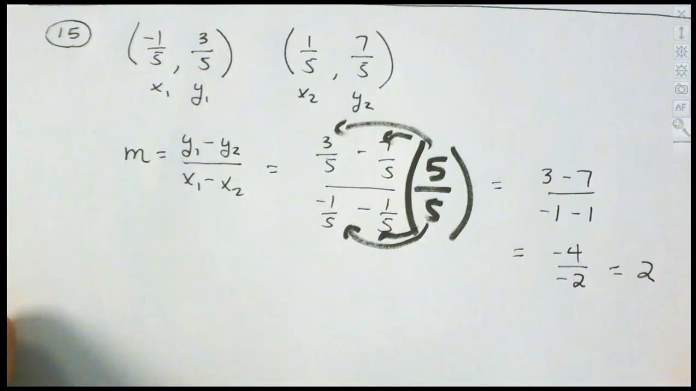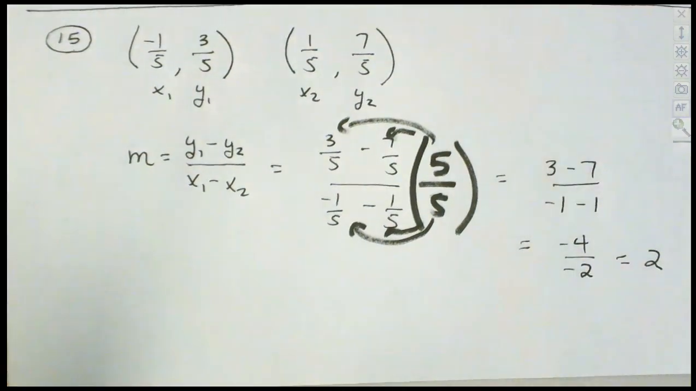So don't let the fractions bother you. They're very simple to work with. See how they all had that 5? They all went away. Multiply everything by 5. It just clears those fractions right out.